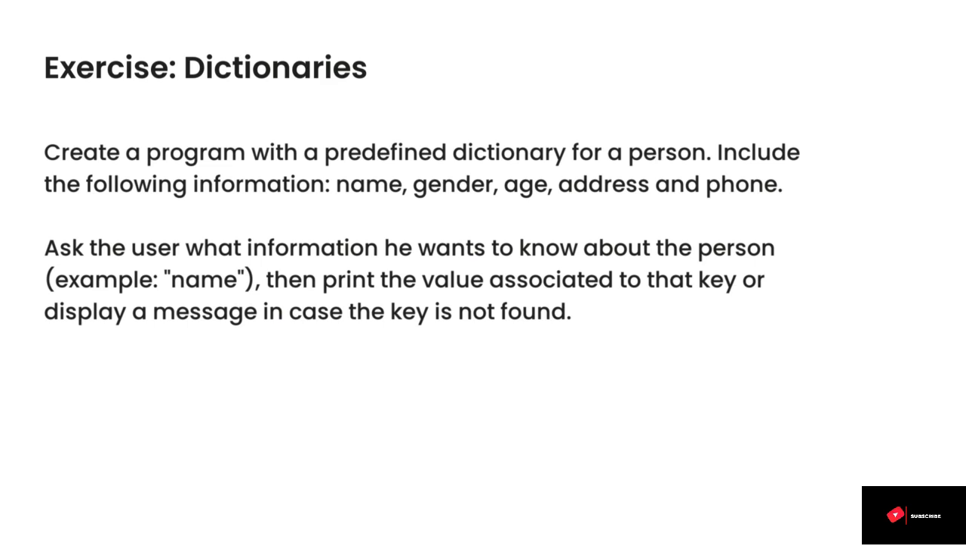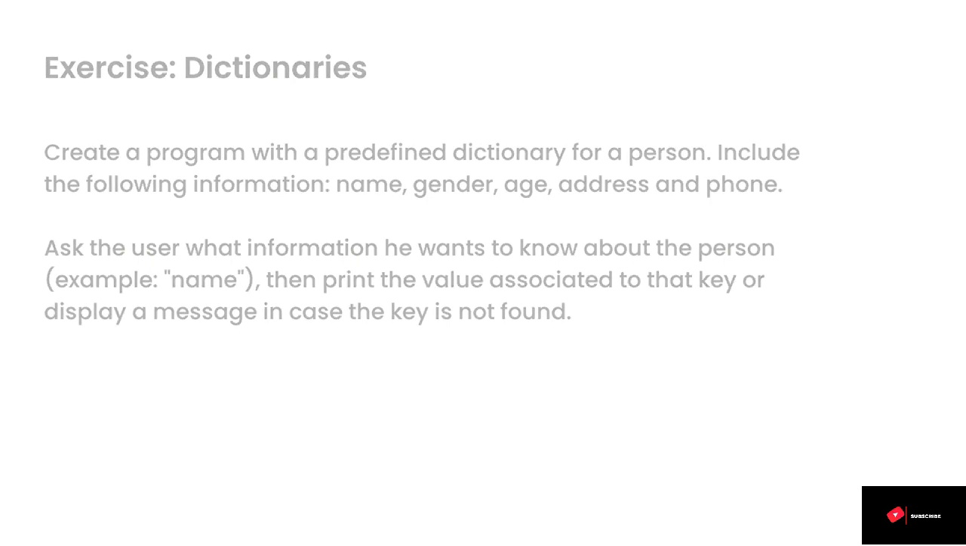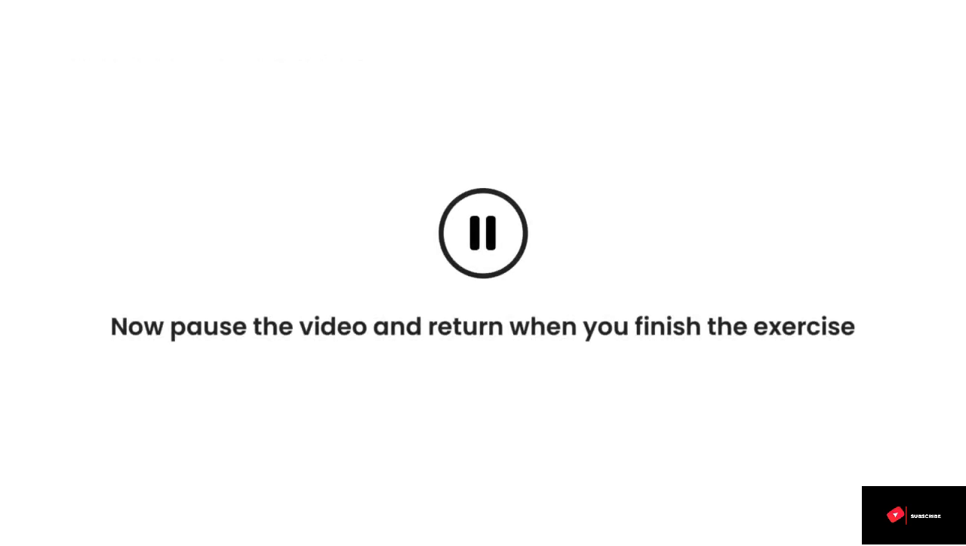Then ask the user what information he wants to know about the person and print the value. So let's say the user types name, then you're going to have to print the value associated to the key name. Display an alternative message if the information can't be found. All right, good luck. When you're finished, come back here to see the solution.